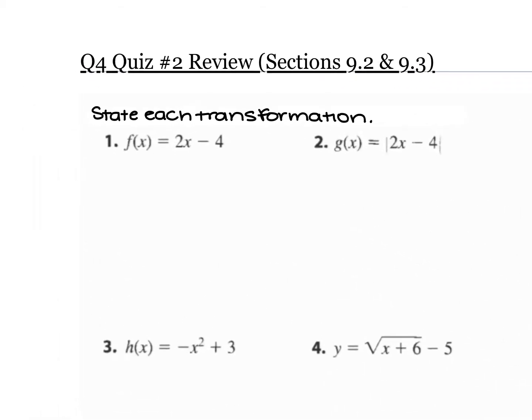For number 1, we have f of x is equal to 2x minus 4. That 2 that's in front of the x, the coefficient of x, is not inside parentheses, so that transformation is happening vertically. So we have a vertical stretch by a factor of 2. And then that minus 4, again, is not in parentheses, so we're just going down 4 units.